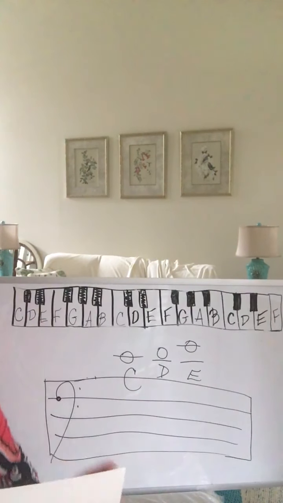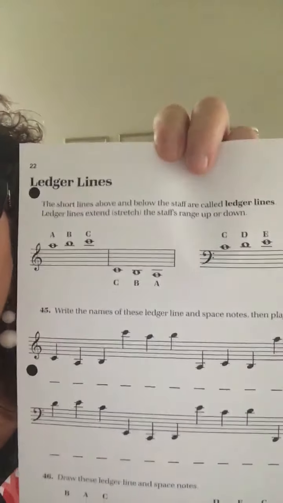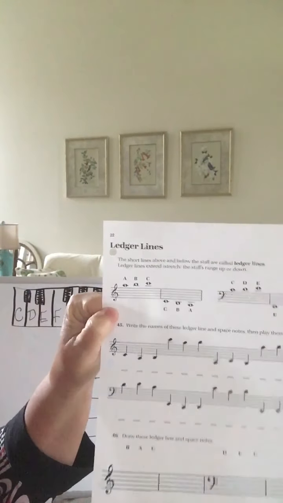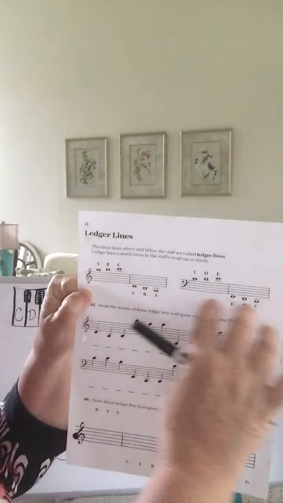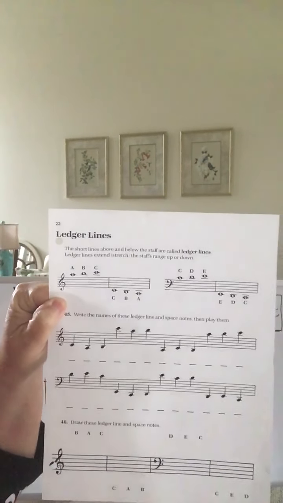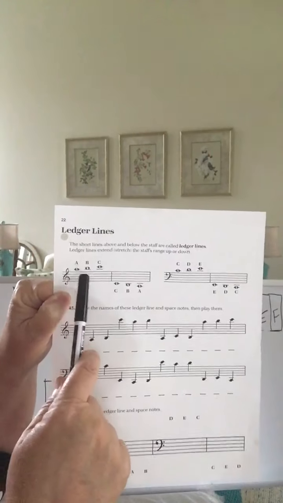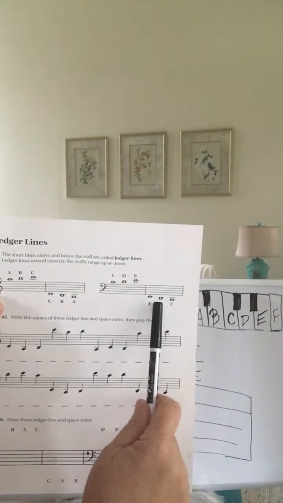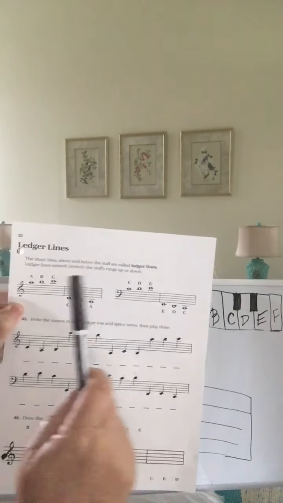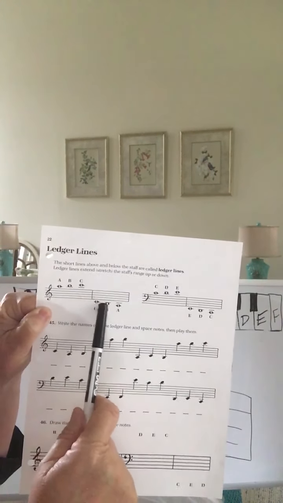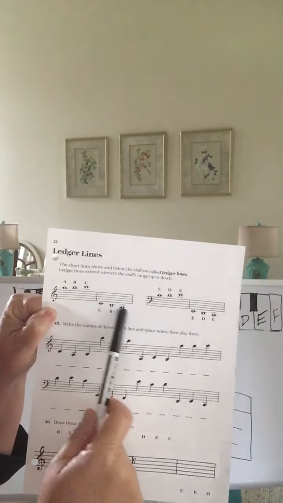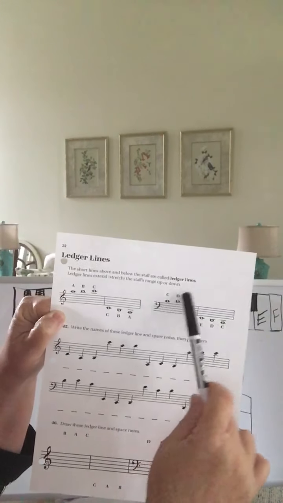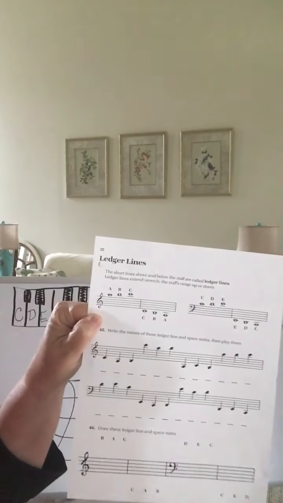All right, now let's take a little bit of time to talk about your worksheet. It's called Ledger Lines, and the first part, they give you examples of the ones that we've now talked about. The ones that are above the treble clef, the ones that are below the bass clef, and then the ones that go down in the middle of the treble and bass, and the ones that go up above the bass clef staff in the middle.